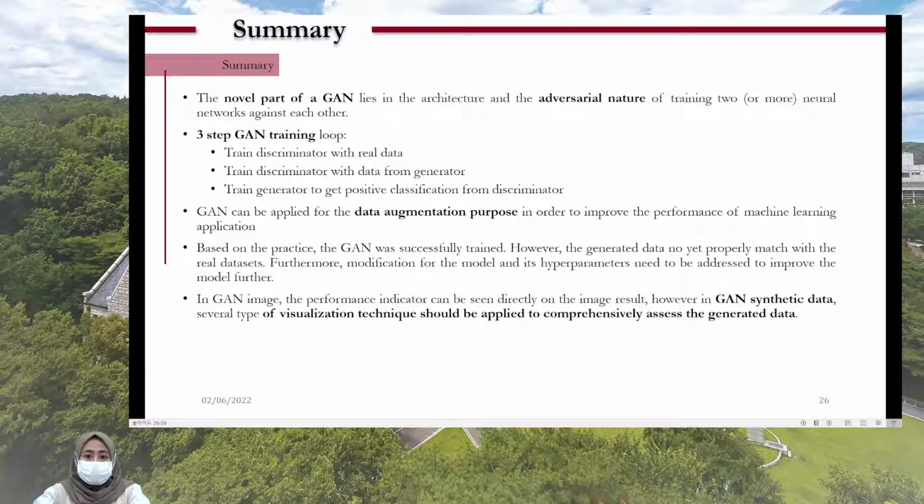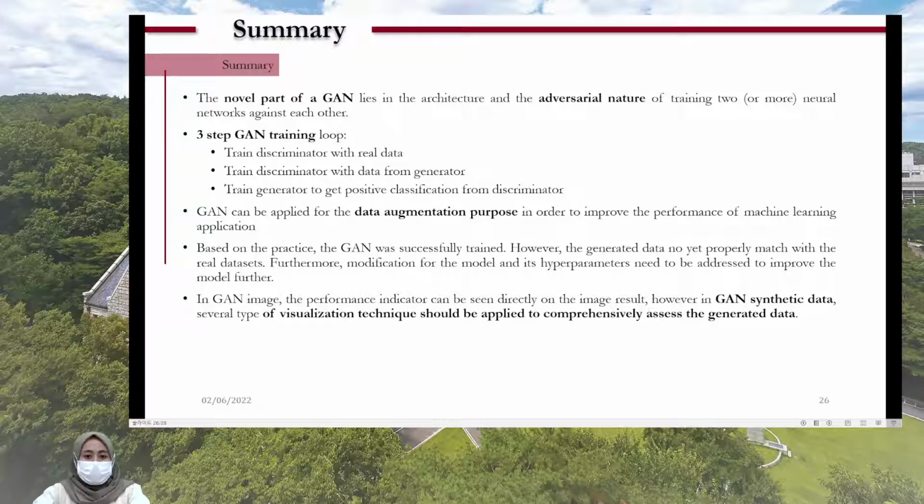GAN can be applied for data augmentation purposes in order to improve the performance of machine learning applications. And based on the practice in this study, the GAN was successfully trained. However, the generated data does not yet properly match the real dataset. That's why modification of the model and its hyperparameters needs to be addressed to improve the model further.